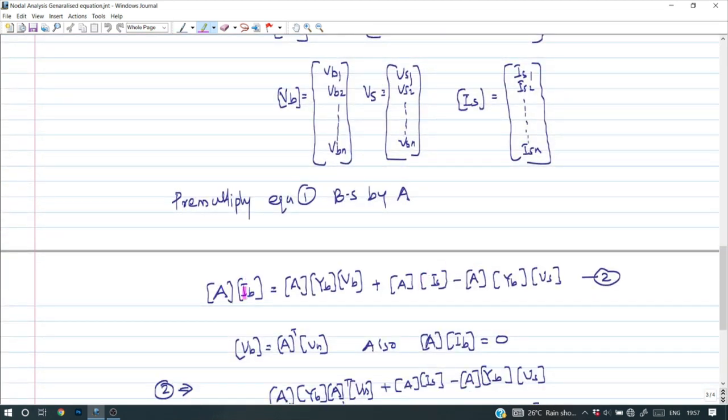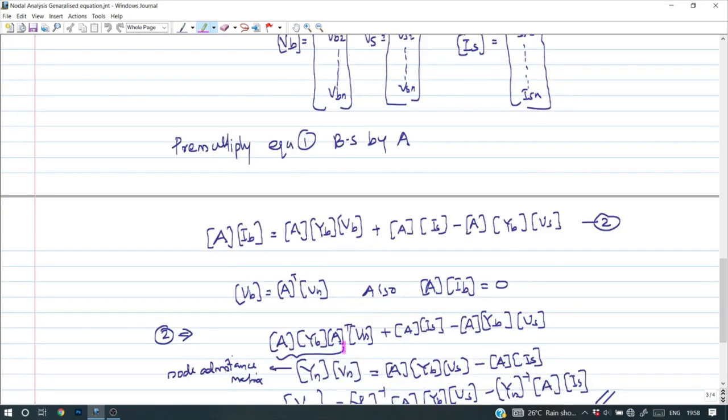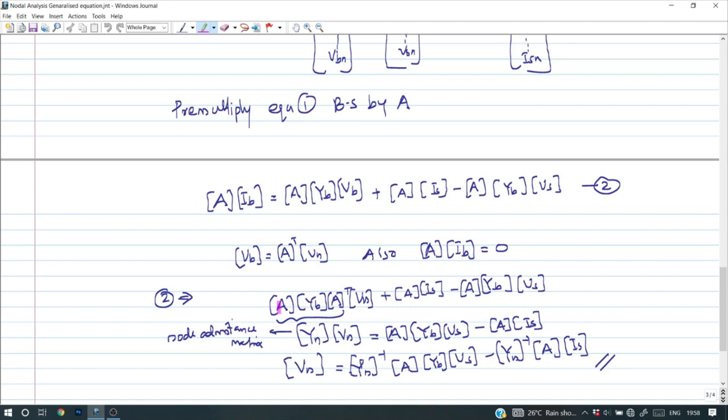We know A into IB is the KCL equation, its value is 0. And also we know the relationship between node voltage and branch voltages like this. Branch voltage is equal to A transpose into node voltage. Now this part is 0. This we can represent in this manner: A, YB, A transpose Vn, like this. So this matrix, that is the multiplication of A into YB into A transpose, is a square matrix.